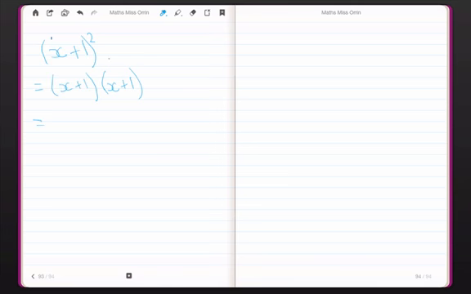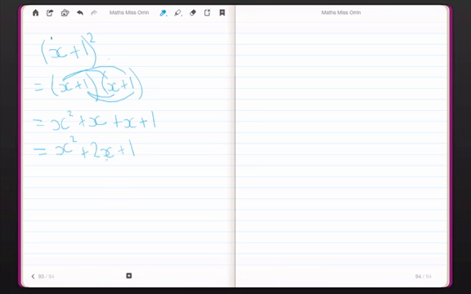So this x needs to be multiplied by both of these parts. So we end up with x squared plus x, because 1 times x is just x. Then we're going to do the same with this part. So 1 times x is another x, and 1 times 1 is 1. Now let's see what we can combine. We've got no other x squareds. We've got two x's, so let's put them together, and we've got a 1 on the end, okay?